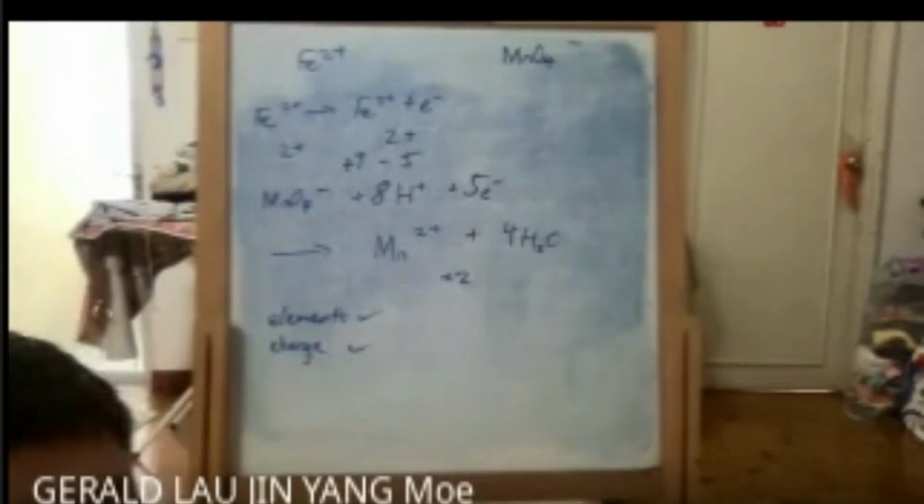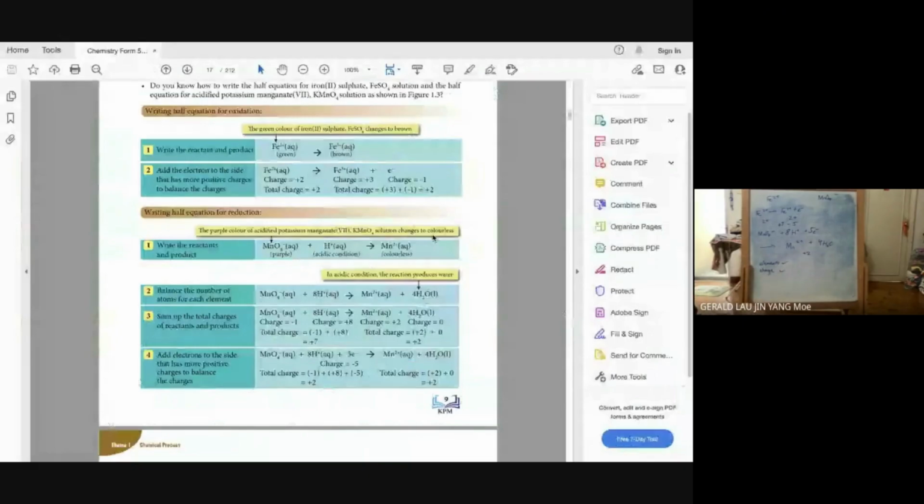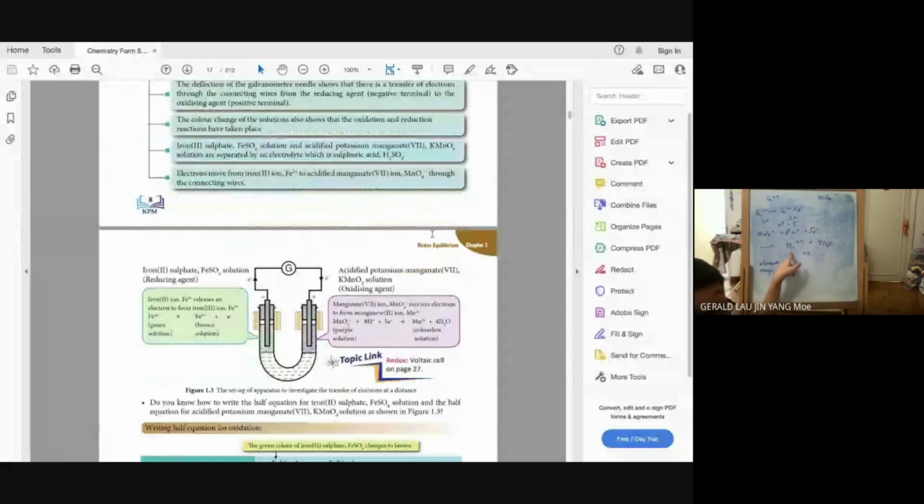Now, what is the observation? The color change: this one is green to brown. This one is purple. The manganese(VII) ion is purple, and manganese(II) is colorless. So these are the observations.